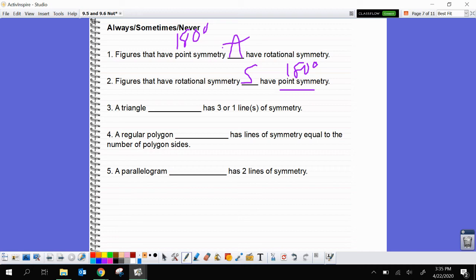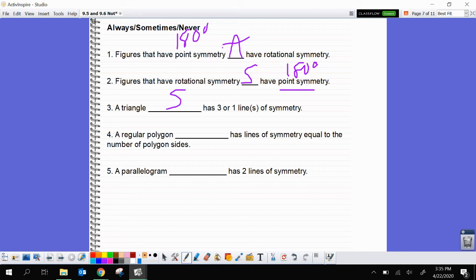Number 3, a triangle blank has 3 or 1 line of symmetry. Okay, well, that would be sometimes. Okay, because you could actually have a triangle that has no lines of symmetry. Okay, if you have a scalene, weird-looking triangle, it's not going to have any lines of symmetry.